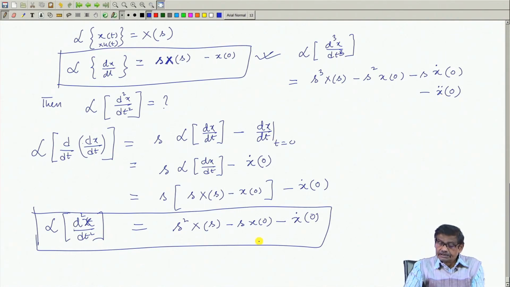This will be the order: s squared into X(s) minus, because in a third order differential equation 3 boundary conditions will be necessary: x(0), x dot(0), x double dot(0). For a second order differential equation, 2 boundary conditions will be necessary: x(0), x dot(0). So anyway, this is one of the very important findings so far as the Laplace transform is concerned, that is, differential terms.